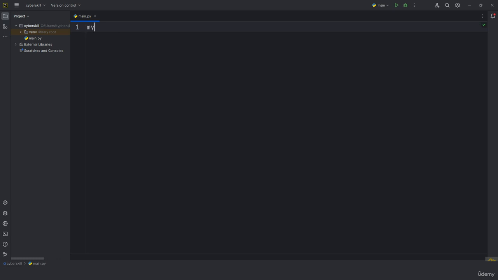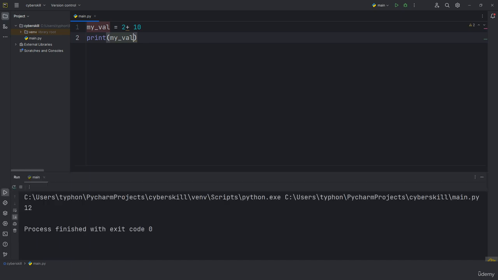Let's do the following example. My value here: 2 plus 10, and let's print my value. Here you can see 2 plus 10 is equal to 12. Or let's subtract 9 from 99, and as you can see, we get negative 90. Let's multiply it: for example, 5 multiplied by 10, and here we have 50. And let's divide 5 by 10, and we get 0.5.